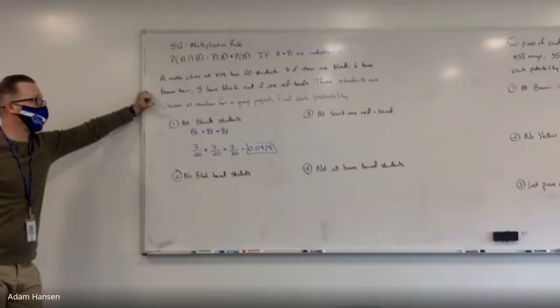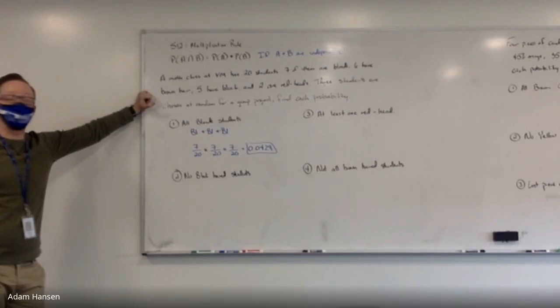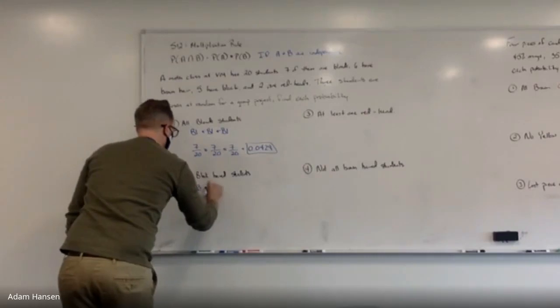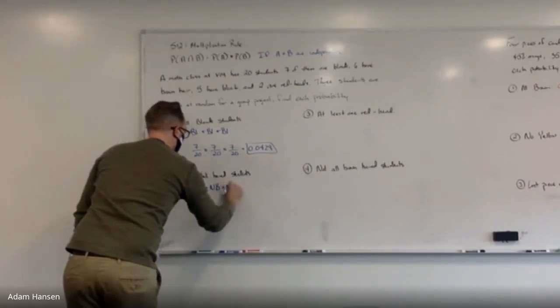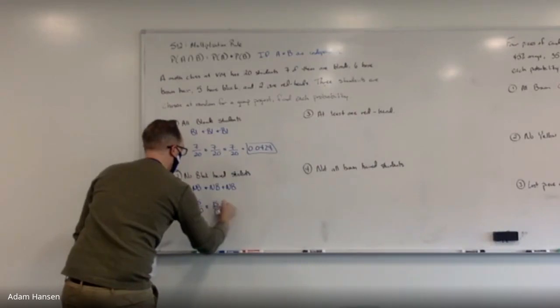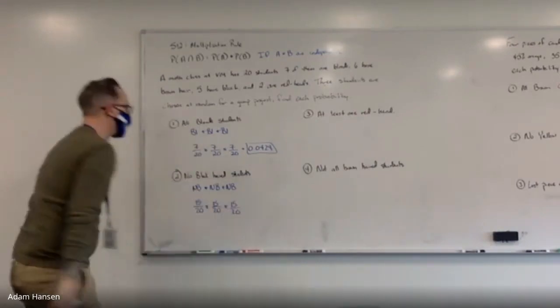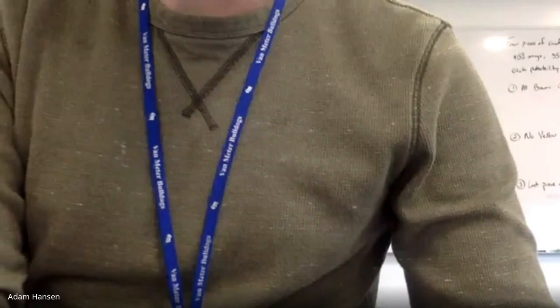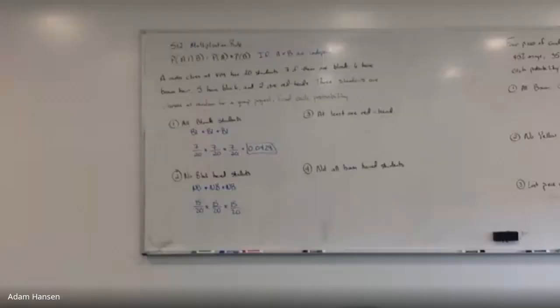No black-haired students. How many students have black hair? 5. So how many students don't in the class? 15. I want no black, and no black, and no black. So there are 15 out of the 20 students in the class that don't have black hair. Typing this in, 15 out of 20 to the 3rd power gives me about 42.19%.